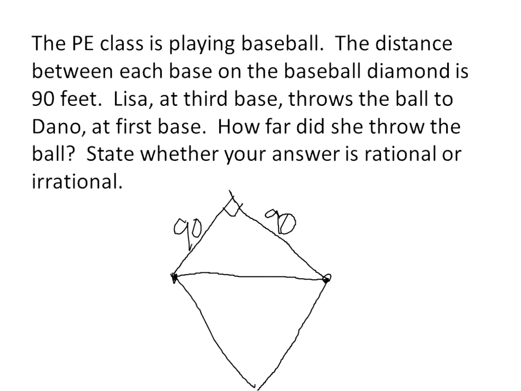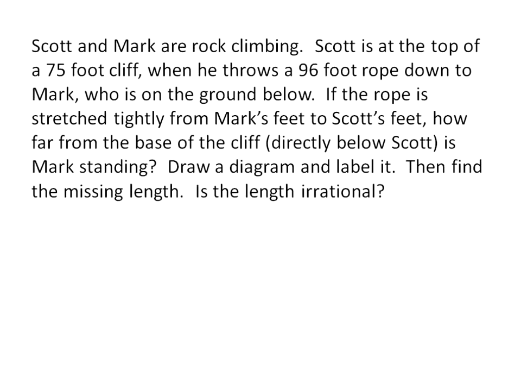So the next one that's on there, and I'll change this to the next slide. So Scott and Mark are rock climbing. Scott is at the top of a 75-foot cliff when he throws a 96-foot rope down to Mark, who is on the ground below. If the rope is stretched tightly from Mark's feet to Scott's feet, how far from the base of the cliff, directly below Scott, is Mark standing? And this actually tells me to draw a diagram and label it. So go ahead and draw a diagram of that. Draw a picture and label where Mark and Scott are. And label it with numbers and stuff.